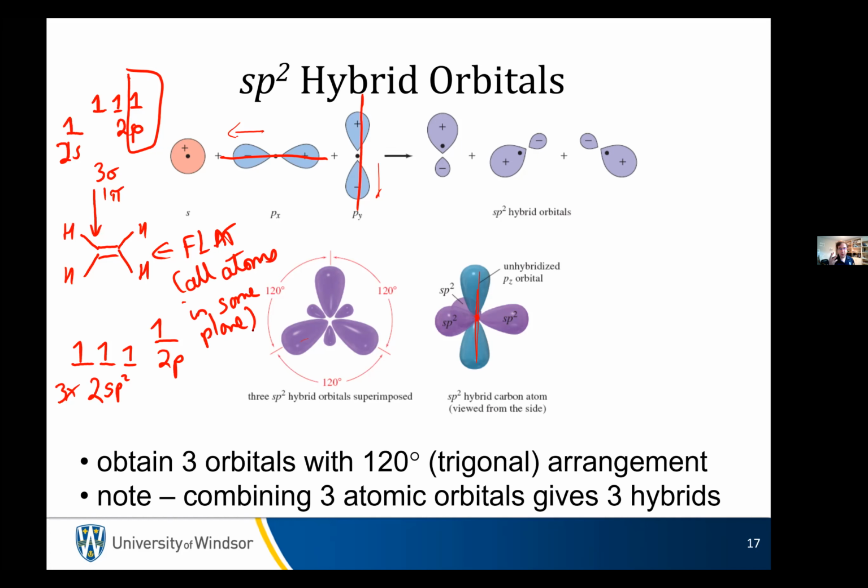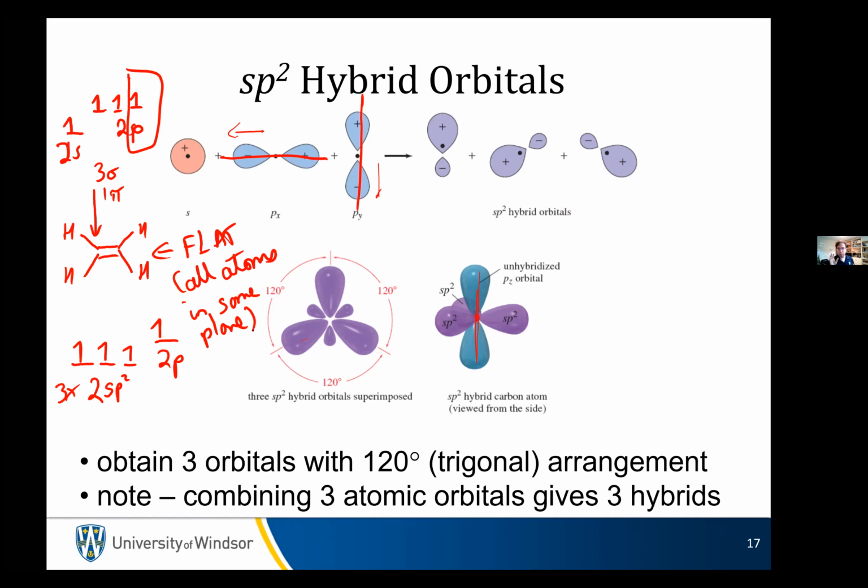There are three sp2s that are in the second level. They're all level 2, quantum number 2 orbitals. They're all in the second energy level. So they're made from 2s and 2p orbitals.